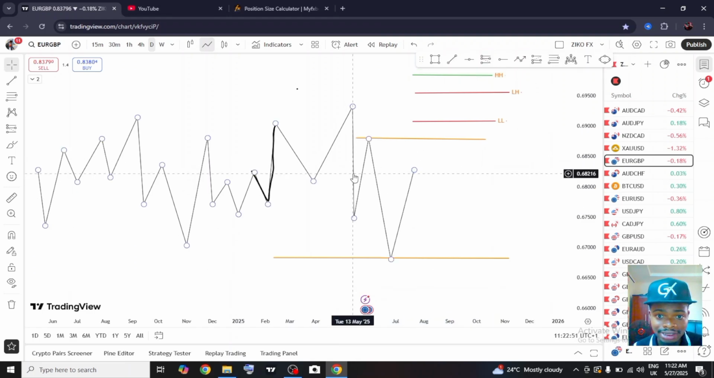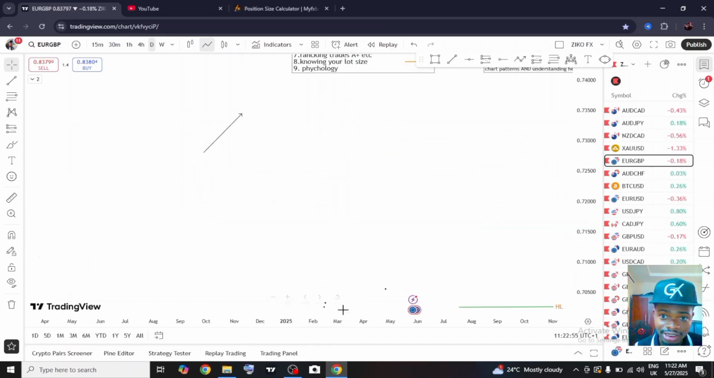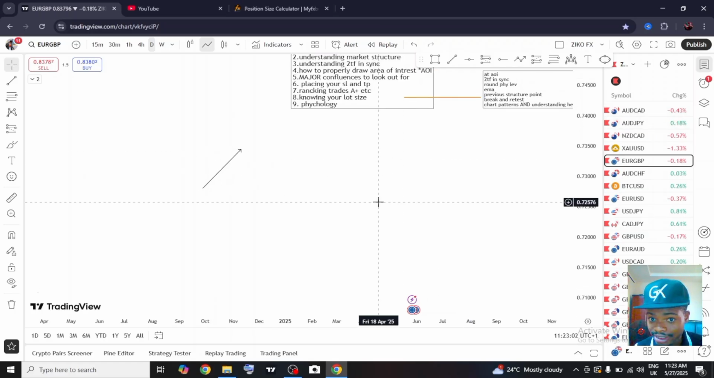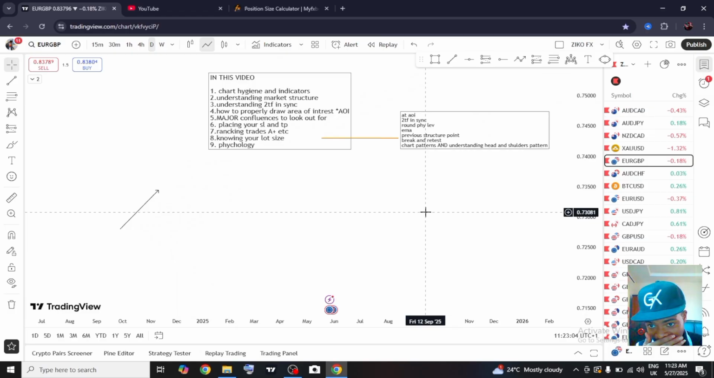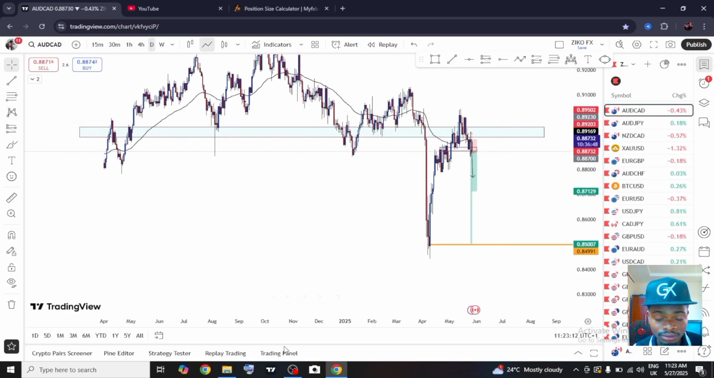So that is how to read market structure. Now we'll go over to the charts, and we are going to analyze AUD CAD together, right? We're going to analyze AUD CAD together using all these points I just made, understanding market structure. Let's see. Let's go to AUD CAD.